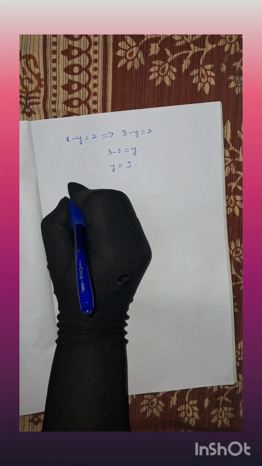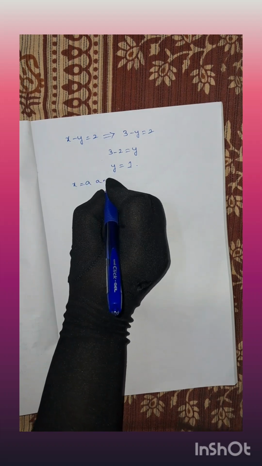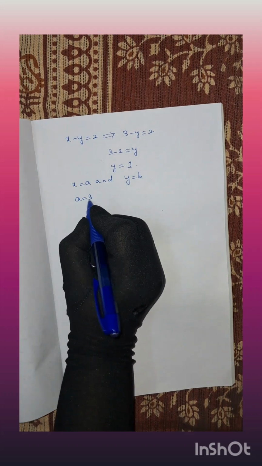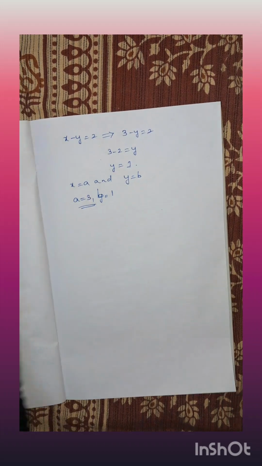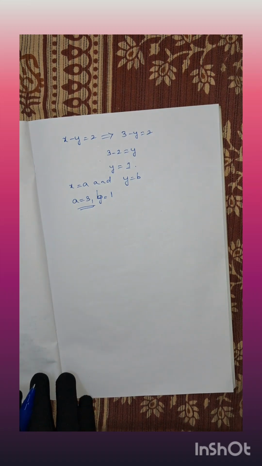1. So if x is equal to a and y is equal to b, since they have already given that they are the solution of the equation, it means a is nothing but 3 and b is nothing but y, y means 1. That's all. We got it. It's a simple trick.